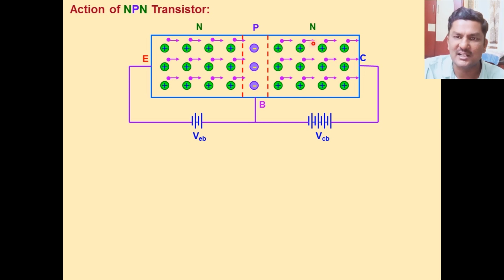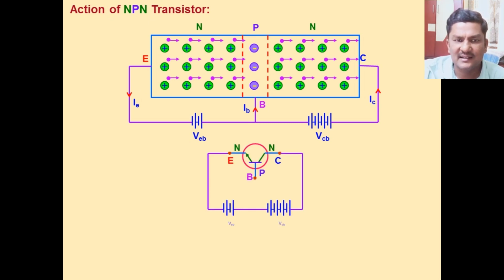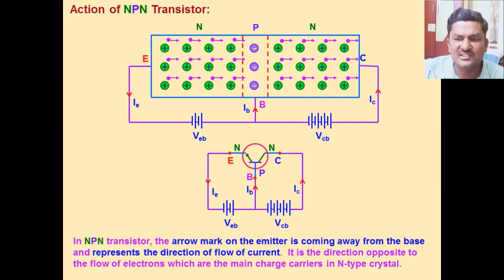That's why this region is named the collector. It collects charges, and about 95% of the electrons which enter the collector region are attracted by the positive terminal of the battery, VCB. In the case of an NPN transistor, the direction of conventional current is from base to emitter.